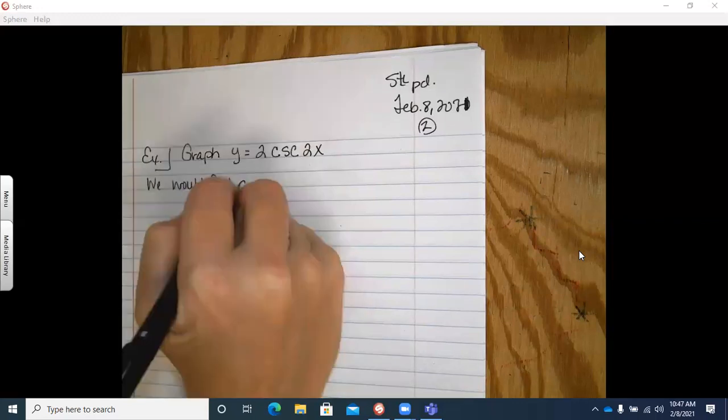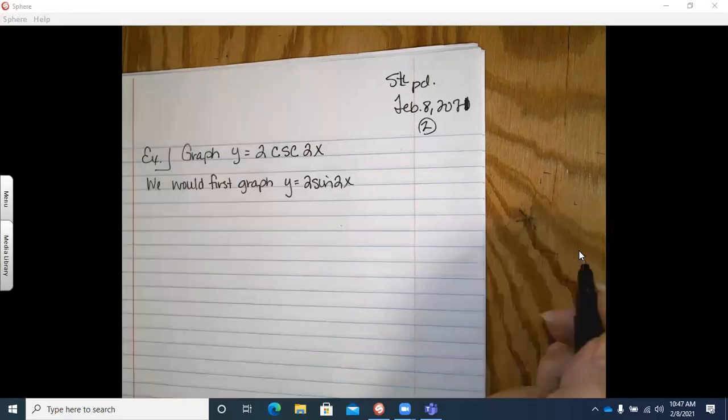I know at home there's a lot of lag time today. In order to help us graph y equals 2 times the cosecant of 2x.